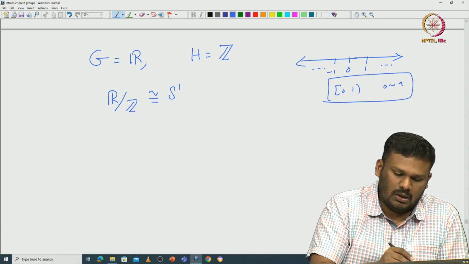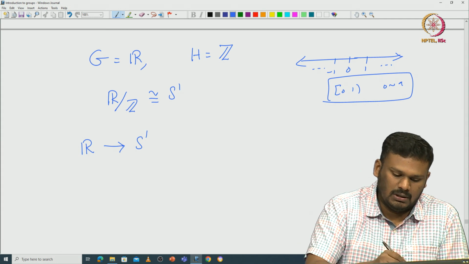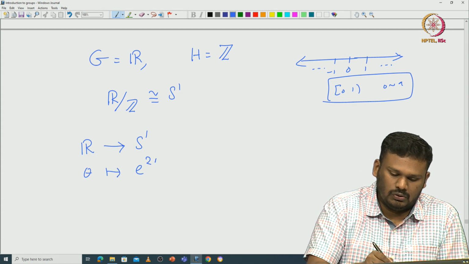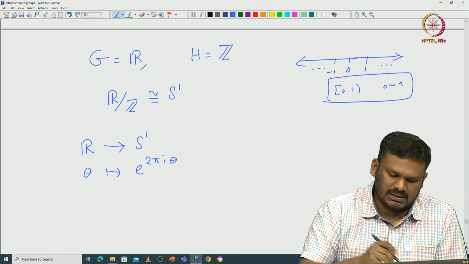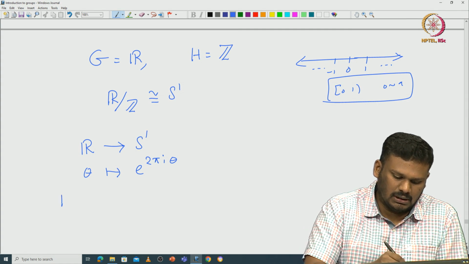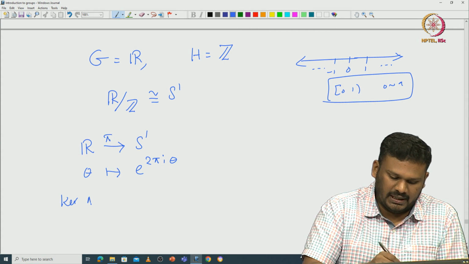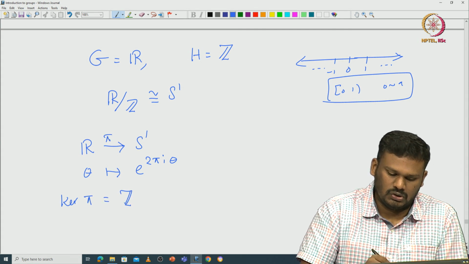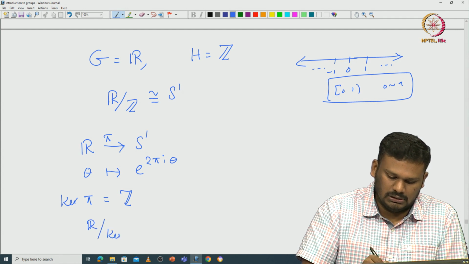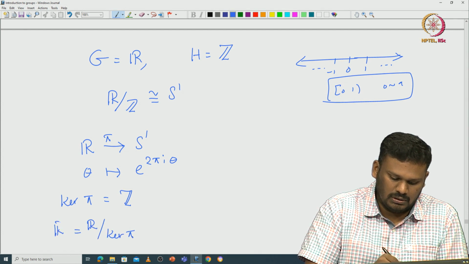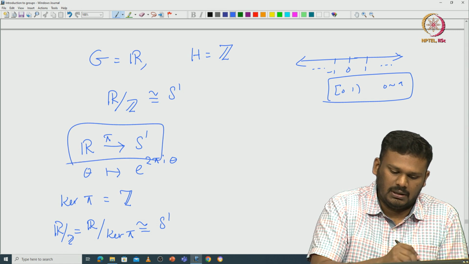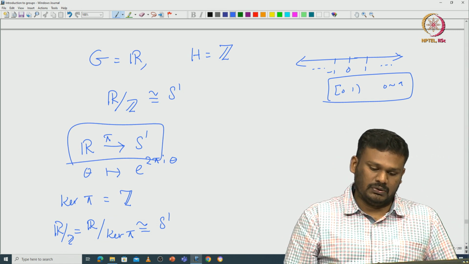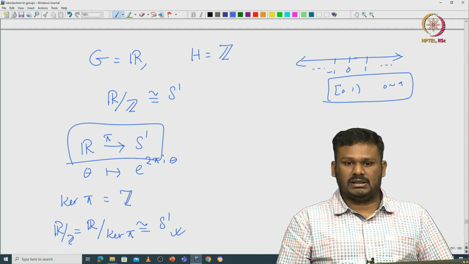So how can one prove this? You can take R and define a map from R to S1: take theta and just send it to e to the 2 pi i theta. Okay. So then you can see that the kernel of this map, let us call it pi, is exactly Z. So in particular, R modulo the kernel of pi, which is R modulo Z, will be isomorphic to S1. So this is obviously an onto map and this is a group homomorphism. I will leave it to you to check. So you get that R modulo Z is S1.